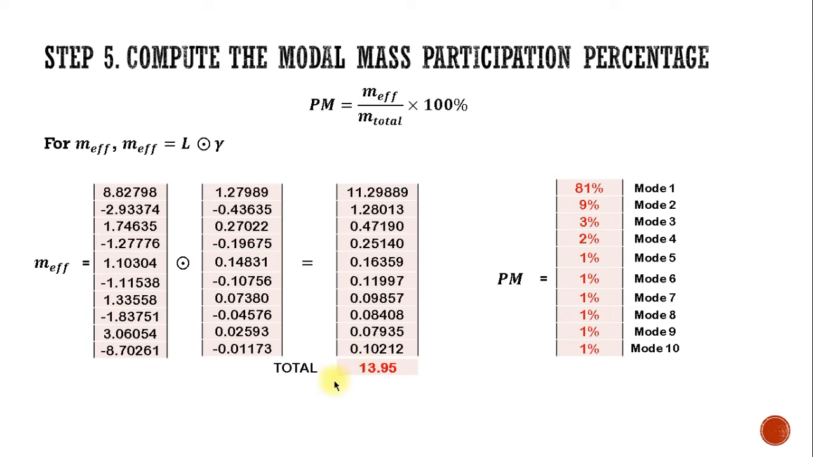So the PM is equals to this vector. So paano natin ito kinuha? This 81%, for example, is obtained through dividing 11.29889 by 13.95, and multiplied by 100%. So this is the result, 81%. This 1.28013 for mode 2 is divided by 13.95 and multiplied by 100%, and the result is 9%, and so on up to mode 10. So this is our modal mass participation percentage.